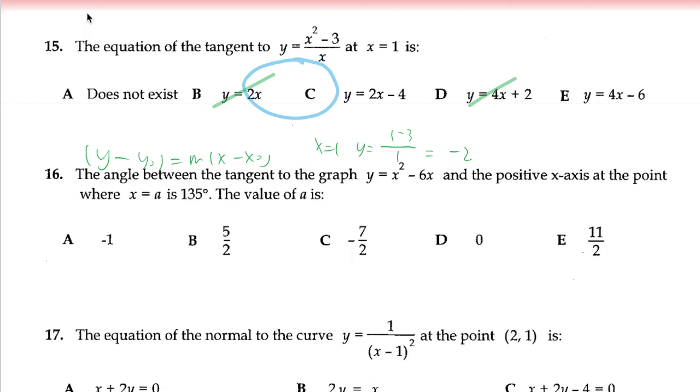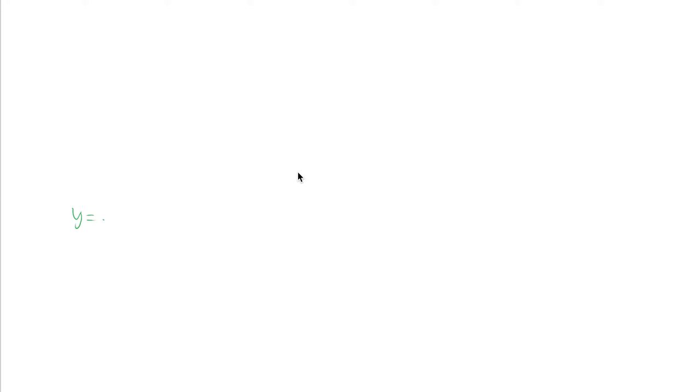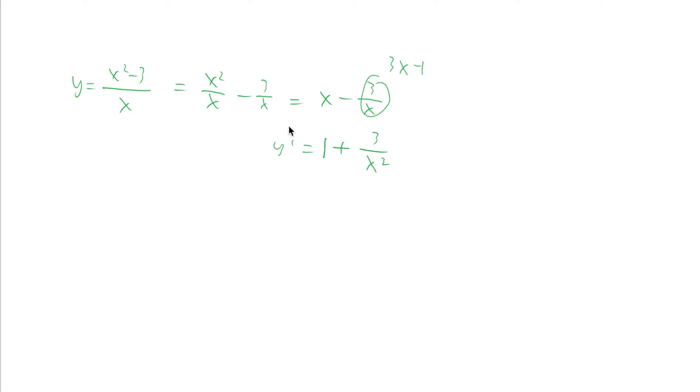For this kind of derivative, where y equals x squared minus 3 over x, don't use the quotient rule. You can just divide this over. So y equals x squared divided by x minus 3 over x, which is x minus 3 over x, so it's much easier than doing the quotient rule. Y dash equals 1, and then 3x to the power of minus 1 differentiates by bringing the power down and reducing the power by 1. This is so much easier.